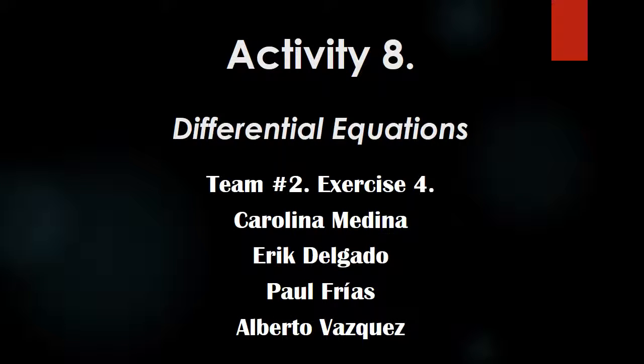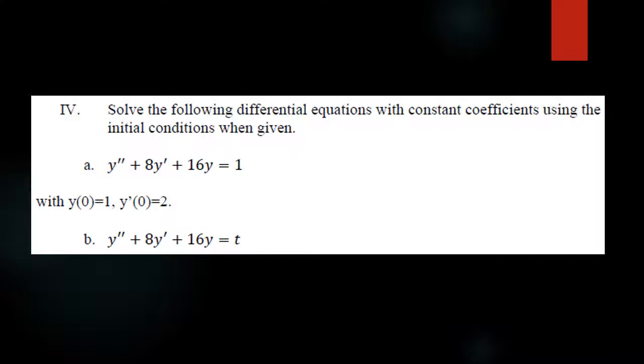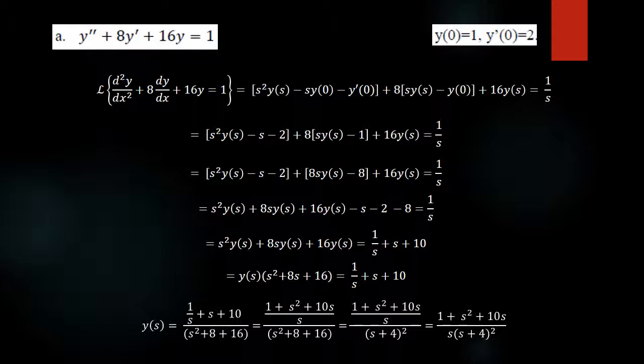Hello, we are Team 2 and I'm going to explain exercise 4 of activity 8. The instructions are: solve the following differential equations with constant coefficients using the initial conditions when given, and we have two differential equations. This is our first differential equation and we have two initial conditions.